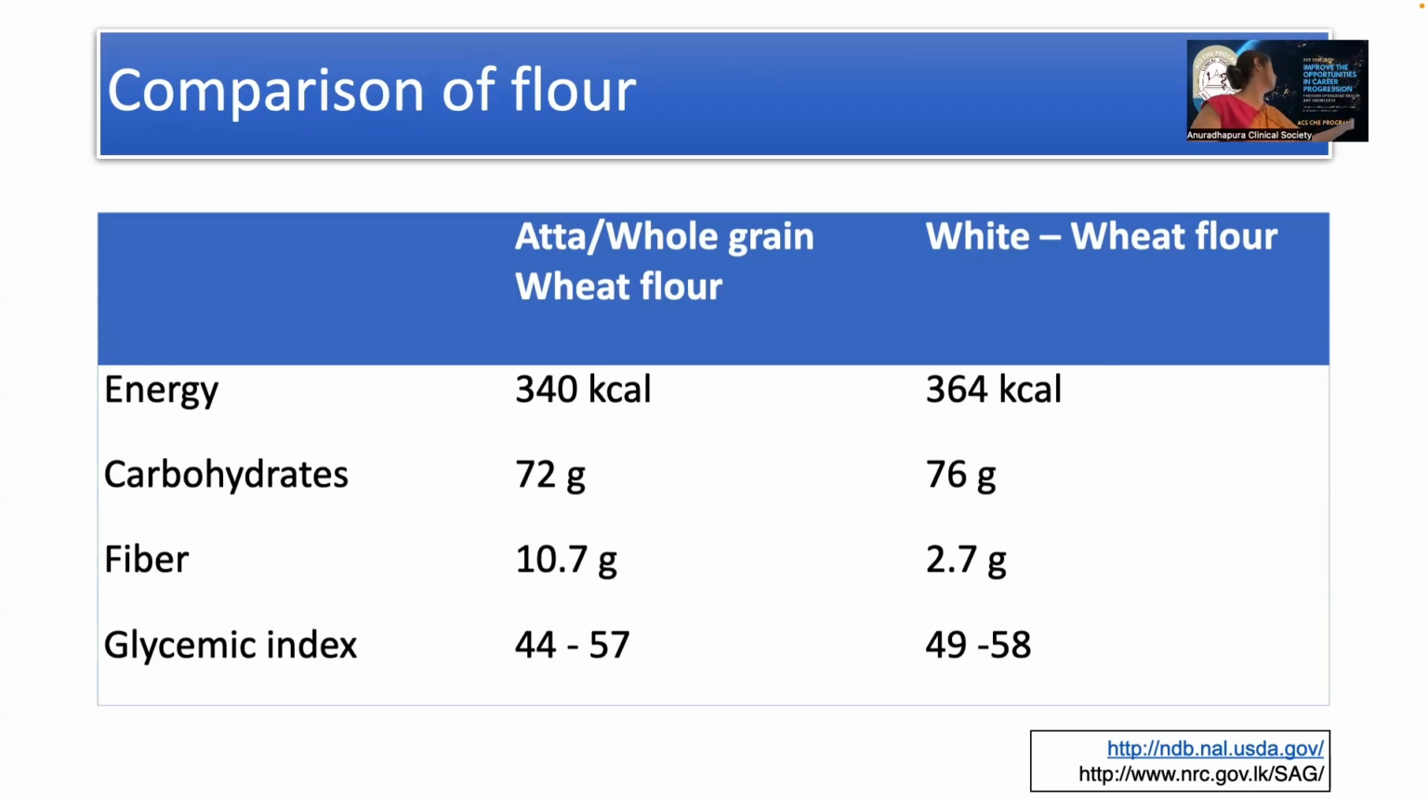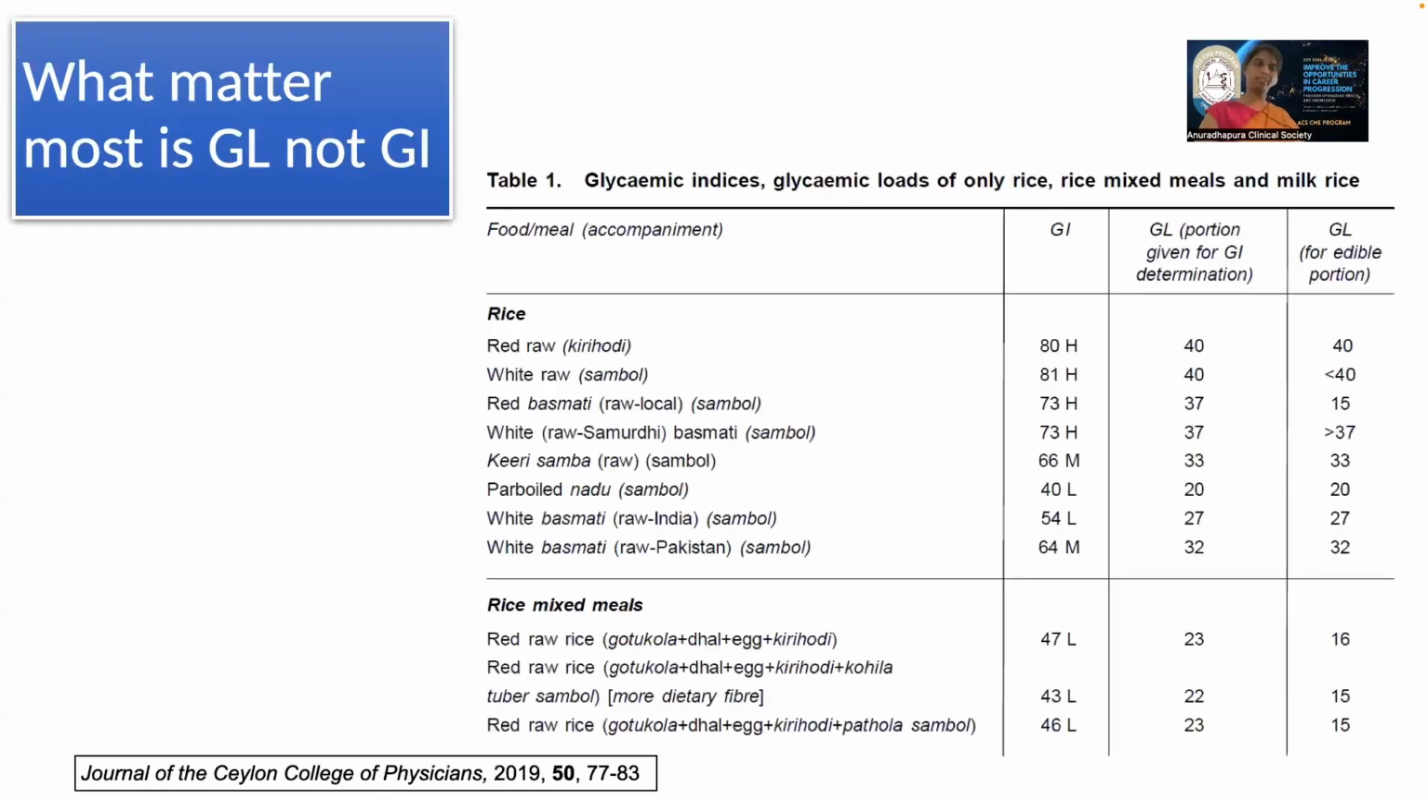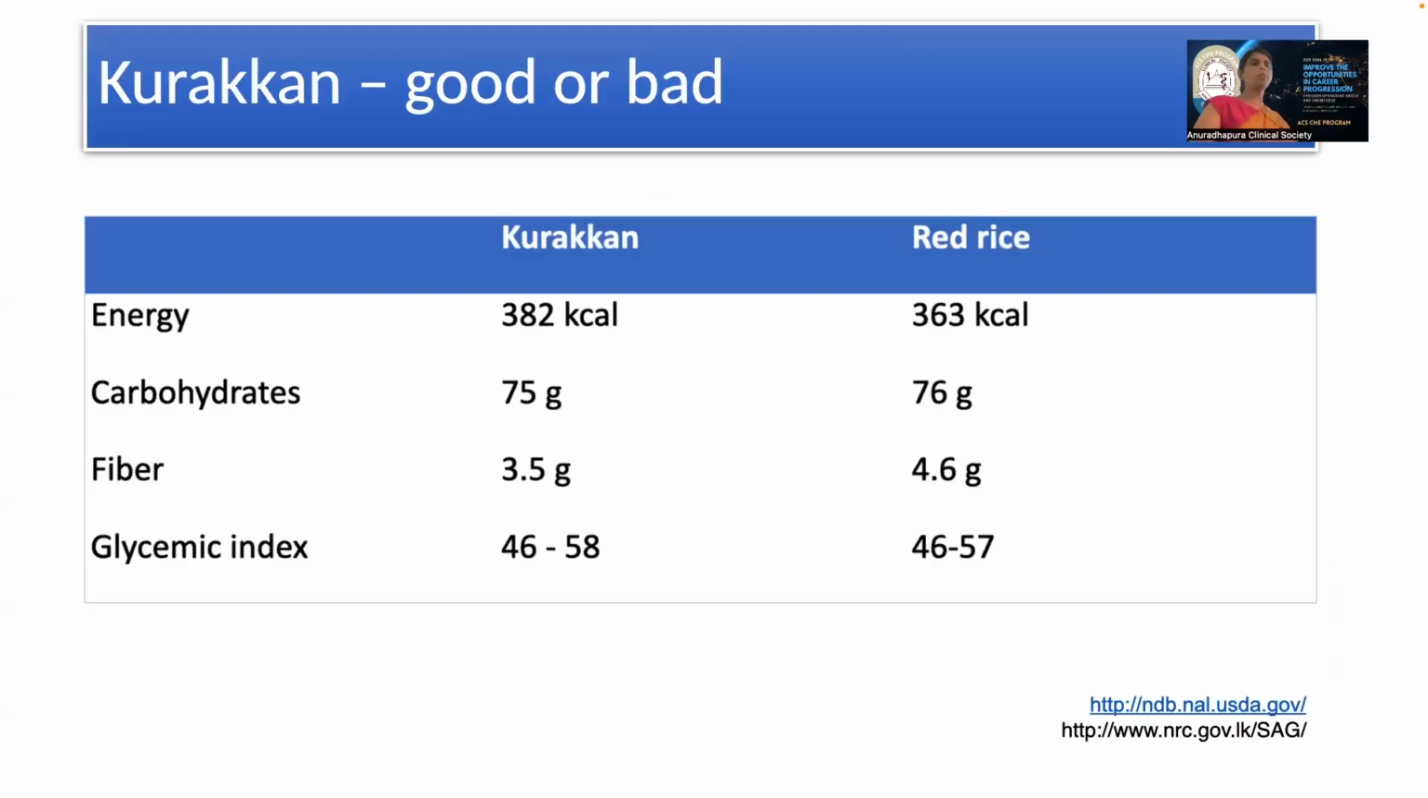Again, when we look at the glycemic index, there's no such difference. Kurakkan is better if we can take it as a whole, not as flour. Flour, whether it is kurakkan, wheat flour, or rice flour, there's no such difference because we are taking it as a simple carb.